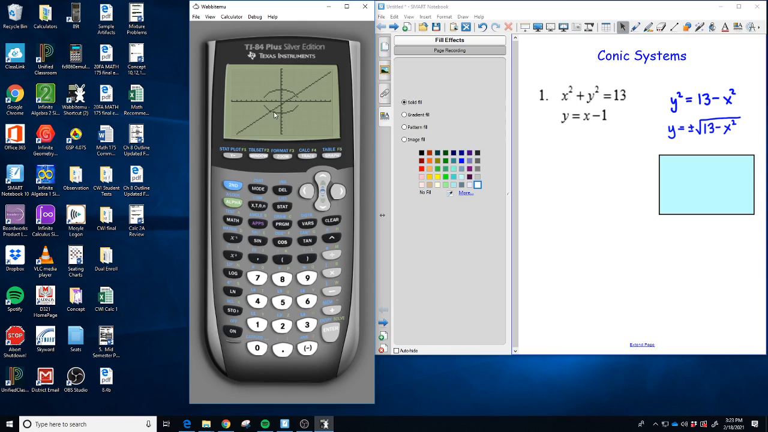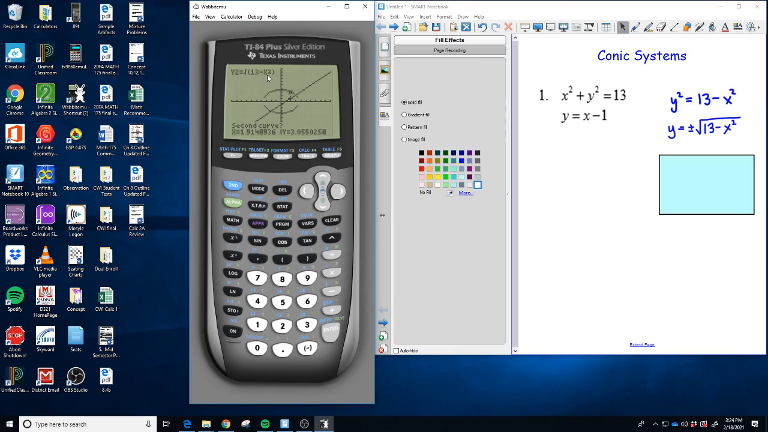So in order to find those intersection points, you're going to hit second and then trace, and we're going to go down to option number 5, which says intersect. Okay, first curve. So the calculator is going to ask us which two equations to look at. Remember, we actually have three equations in our calculator. We have the top part of the circle, the line, and the bottom part. For our first intersection point, let's look at the top part of the circle and the line. So I'm going to go ahead and click enter to mark the line as being one of our equations.